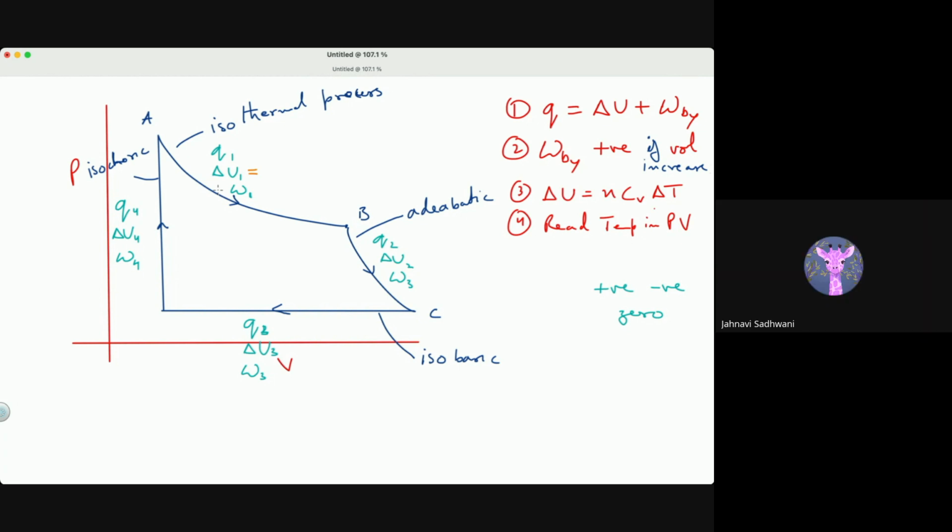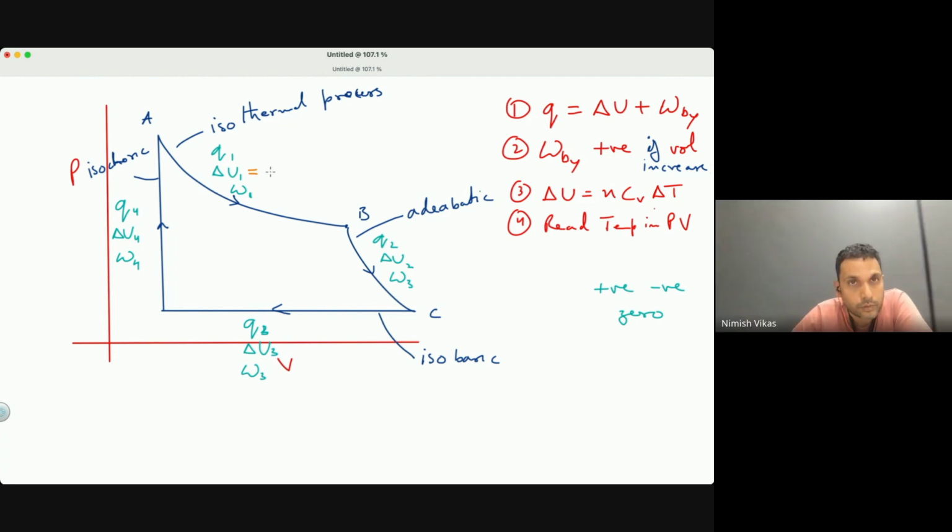Sir, since it's isothermal, the temperature is constant. So delta U would be 0. Yeah, no change in temperature, no change in internal energy. Any doubt, Anika? Why were you thinking it is negative? As simple as that. You identify whether the temperature is increasing or decreasing and just comment on the answer. You can do it for all.